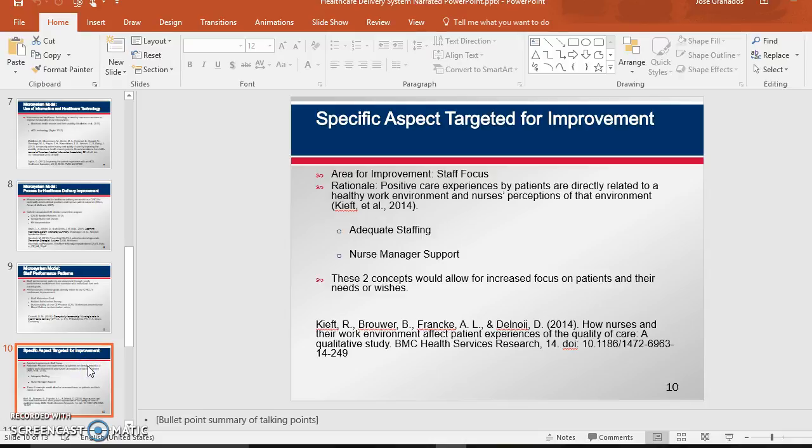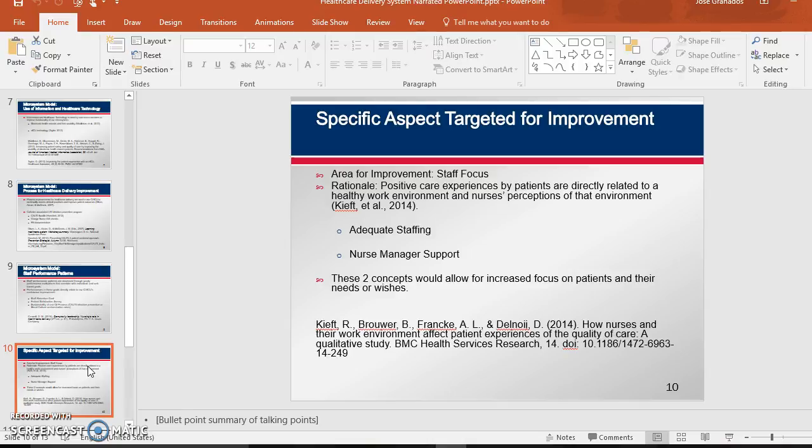The next slide is a specific aspect targeted for improvement. I chose staff focus as my area for improvement, and two concepts are adequate staffing and nurse manager support. Adequate staffing would alleviate many things on the unit, but basically it would eliminate the need for high acuity assignments.